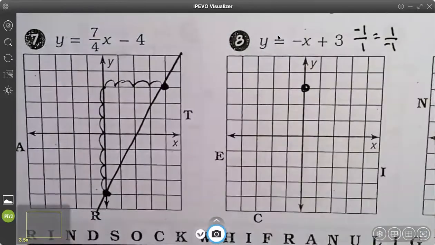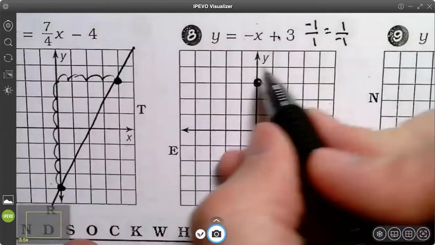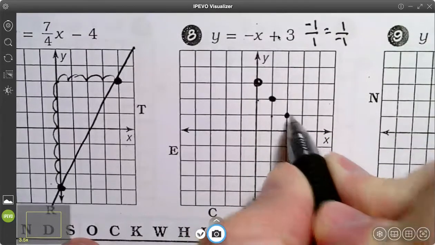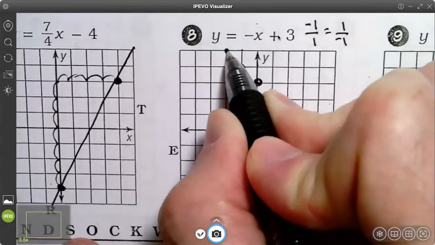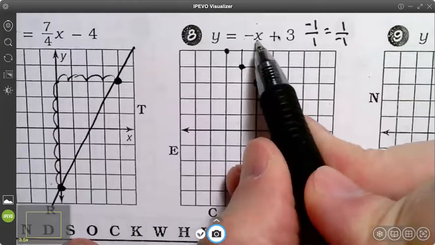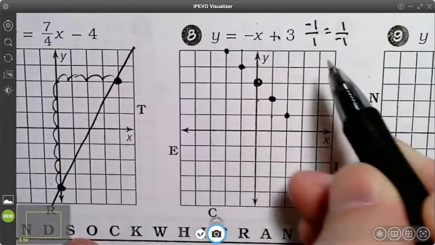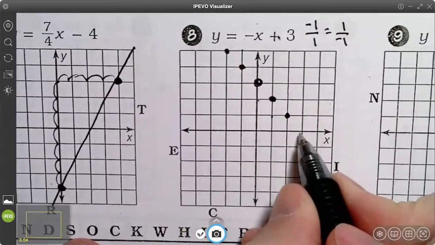And again, your negative sign could go on the top or the bottom. So slope is negative 1: rise negative 1, run 1, or rise positive 1, run negative 1. When your slope is 1, it's going to go right through every single grid. When your slope is negative 1, it's going to go right through every single grid. So I don't even have to keep counting.